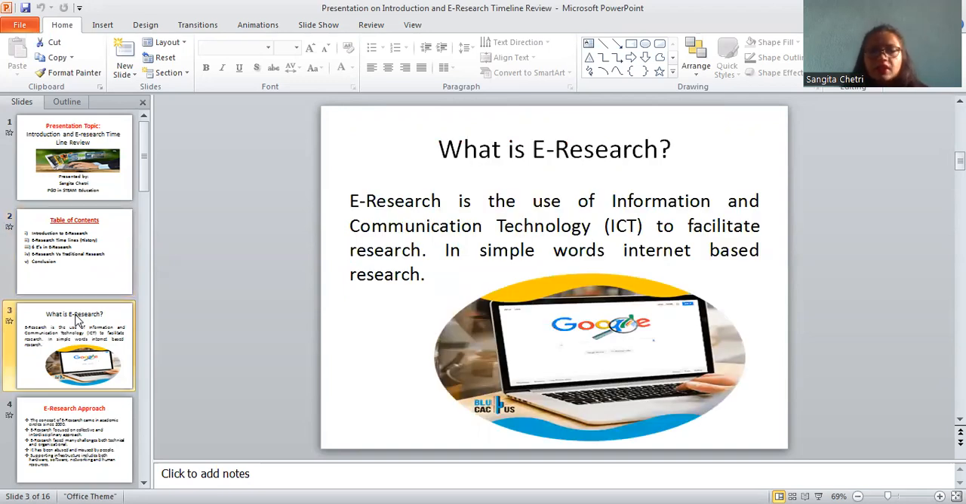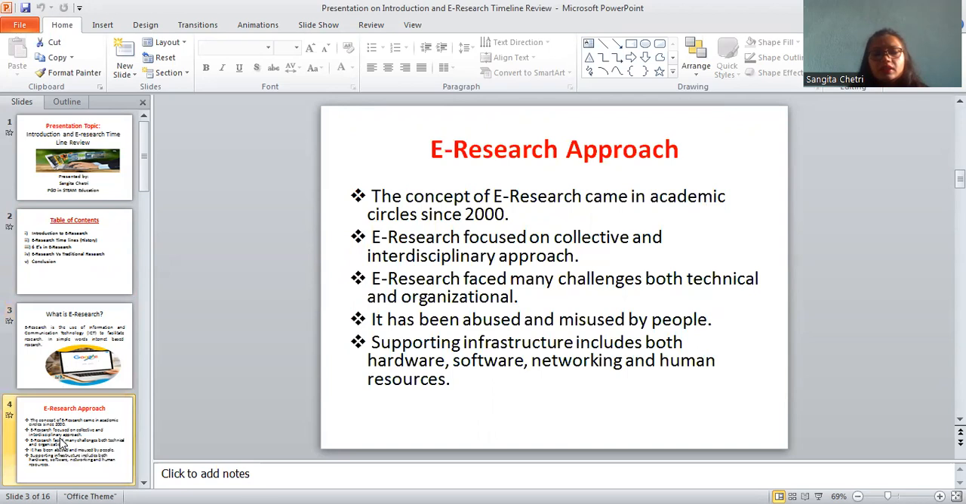What is e-research? E-research is the use of information and communication technology, that's ICT, to facilitate research. In simple words, internet-based research or inquiry. E-research approach. The concept of e-research came in academic circles since 2000. E-research focused on collective and interdisciplinary approach. E-research faced many challenges, both technical and organizational. It has been abused and misused by people. We can see cyberbullying and all these things, so we can take that as an example of this point.